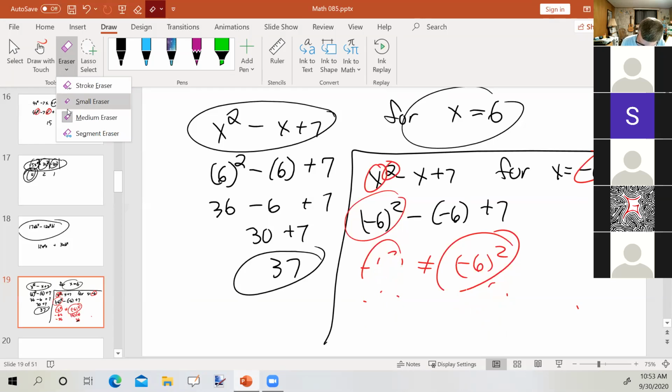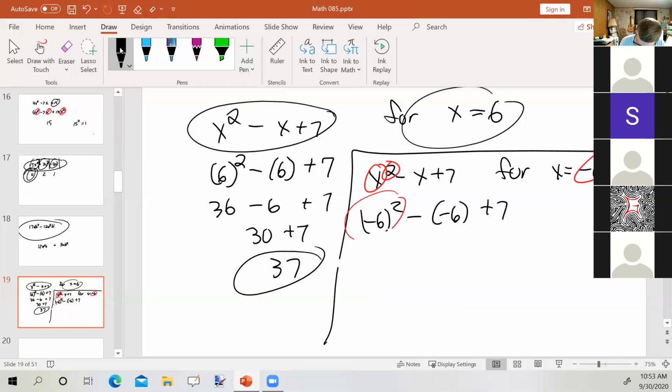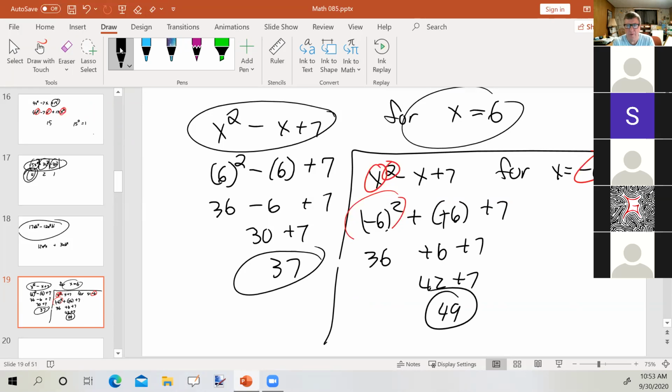Let's go back and look at this. So what we've got here is negative 6 squared. So this would be a positive 36. Subtracting a negative is like adding a positive. So we get 42, 49. Okay? So be careful. This is not the same as that.